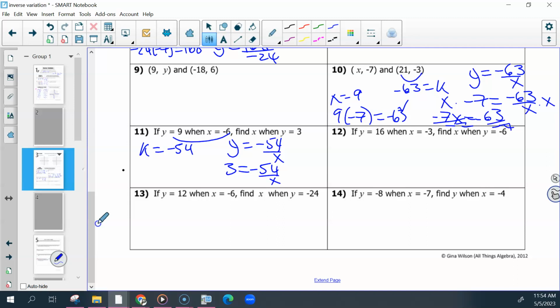And you could multiply both sides by x like we just did, or if you wanted to, put 1 underneath 3 and cross multiply. It's really the same amount of steps. So whichever you choose to do is up to you. And divide. What is x? Negative 18. If I were to multiply 3 and negative 18, I would get negative 54, so that works.